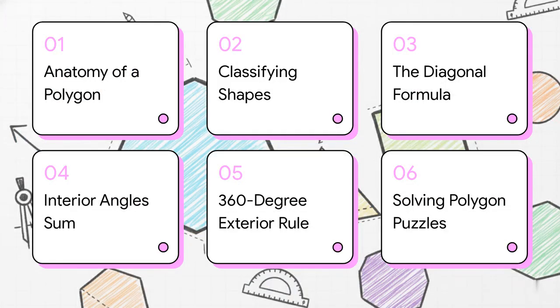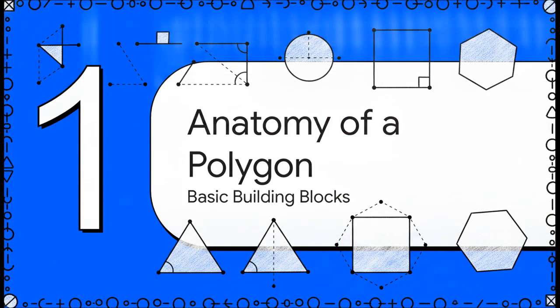Here's our roadmap for today. 1. The anatomy of a polygon. 2. Classifying shapes and sides. 3. The diagonal formula. 4. Summing up interior angles. 5. The 360-degree exterior rule. And finally, 6. Solving polygon puzzles.